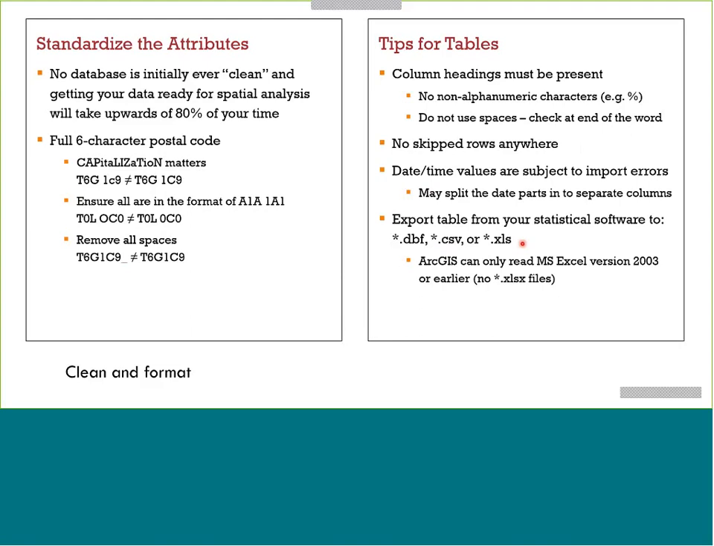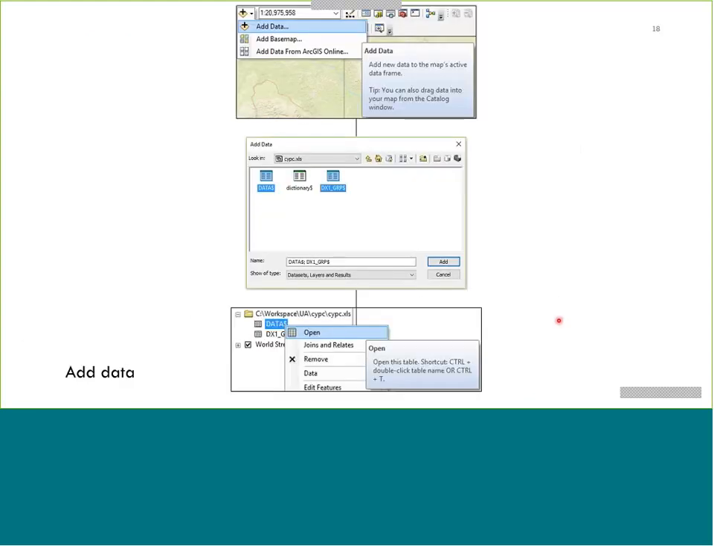ArcGIS can only read Excel version 2003 or earlier, so if you have a .xlsx as your Excel extension, make sure to down save it to a .xls, and you'll be able to use it in the GIS. So once you've cleaned and formatted the table, you can add it into ArcGIS. And as I mentioned, an Excel file can be directly brought in. You use that Add Data button. You navigate to inside the Excel file, and you can see the different worksheets that are there. And then you can select them, and then you can add them.